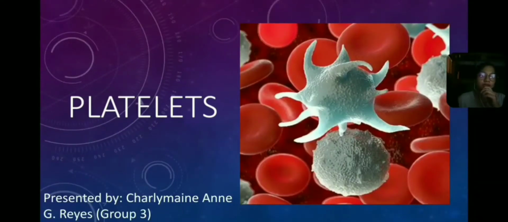So, today our topic is about platelets. Platelets are small cell fragments in our blood, also called thrombocytes. Platelets are particles that bring about the process of clotting. These are probably not cells but a cell's product. Platelets are produced from very large bone marrow cells called megakaryocytes.